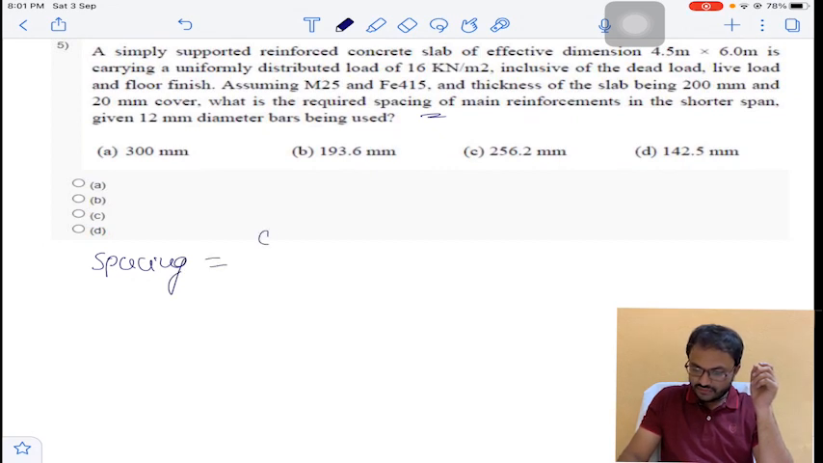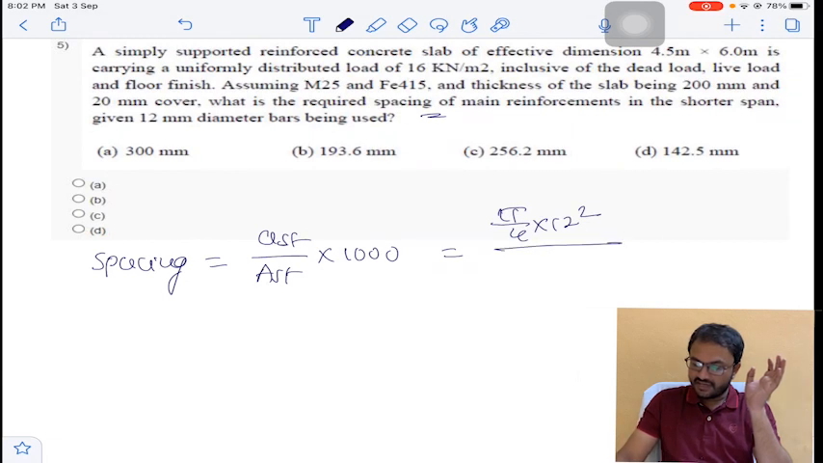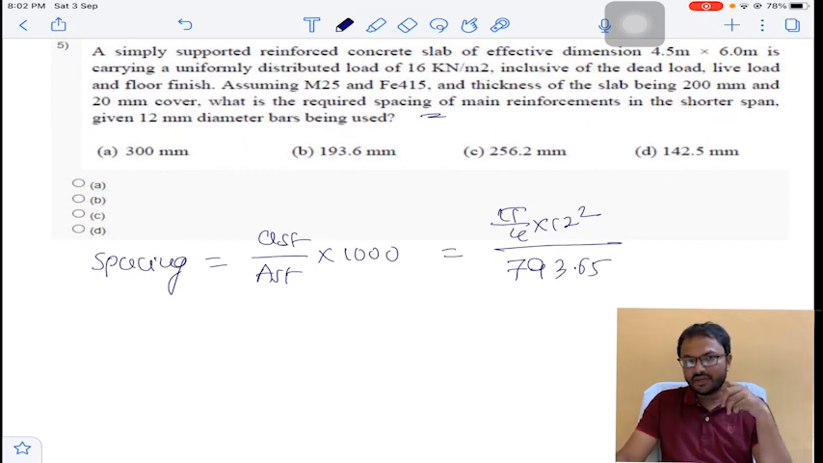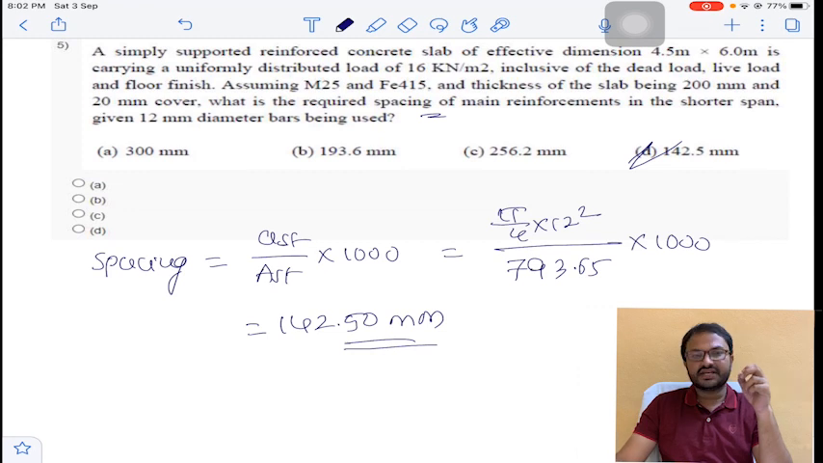Spacing is equal to small Ast divided by capital Ast into 1000. Small Ast is area of one reinforcing bar of dia 12 mm, that is pi by 4 into 12 square, divided by total how much reinforcement we need to provide, 793.65, because in the earlier problem the total reinforcement required is 793 into 1000. So we get it is 142.50 mm. Clear? So answer D for question number 5.